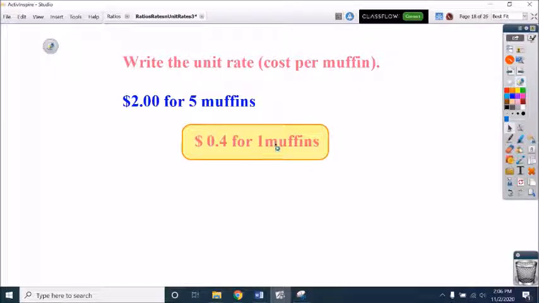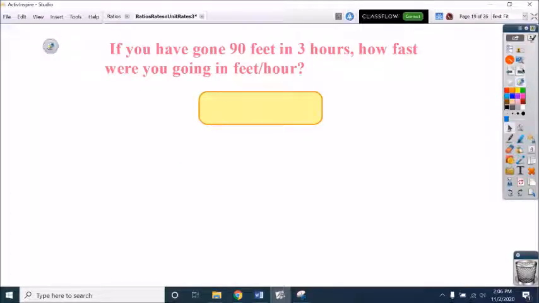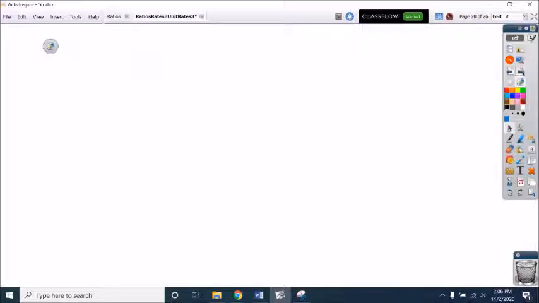So it is 40 cents for one muffin. 30 feet in 1 hour. So that is the end of the presentation.